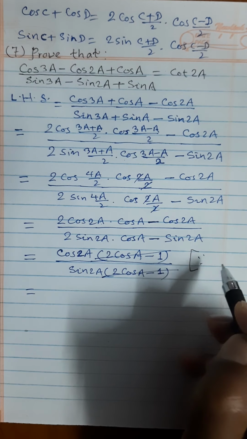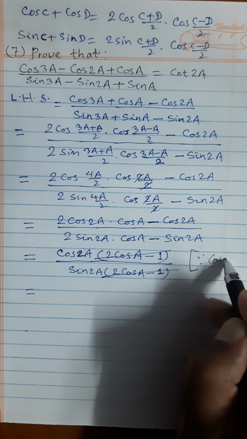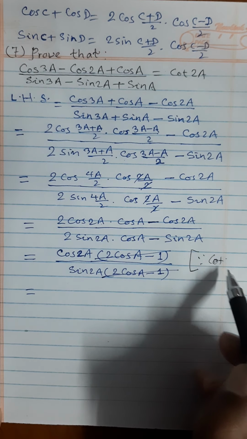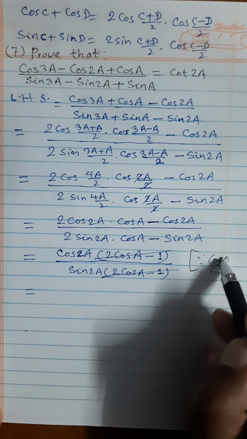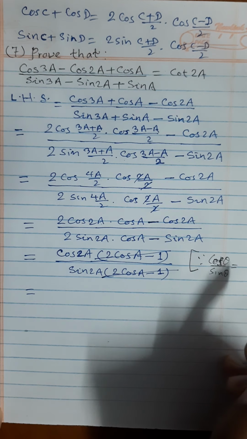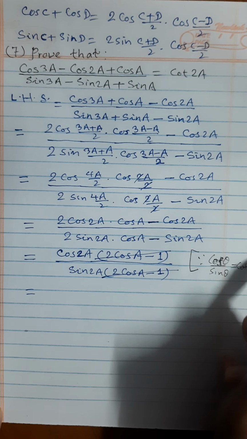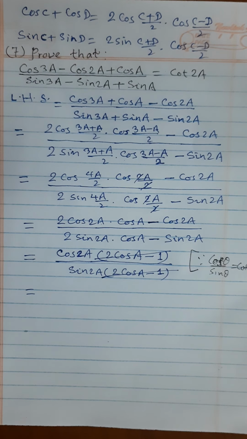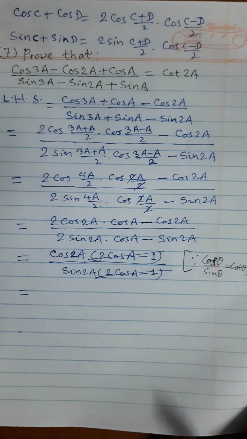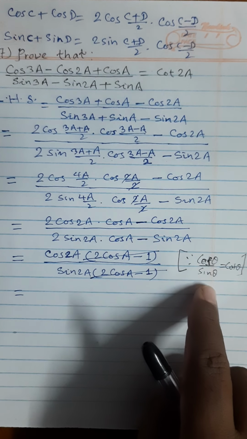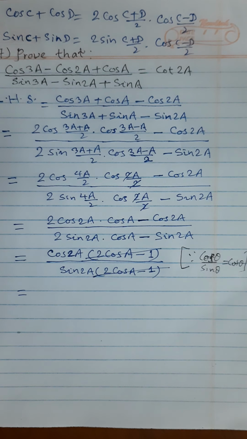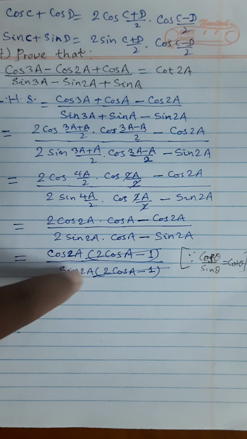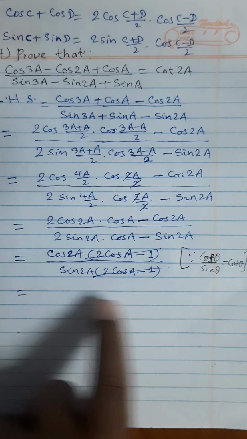You know the formula of cos theta over sin theta. Cos theta over sin theta formula is cot theta. Cos theta over sin theta equals cot theta. We can use that formula, and using that formula, cos 2a over sin 2a will be cot 2a.